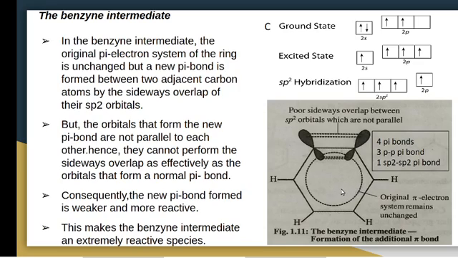So in the case of benzyne, there is one additional pi bond. How does it form? In the case of benzene, there are 3 pi bonds formed by the sideways overlap of unhybridized p orbitals. So in the case of benzyne, there is one additional pi bond in addition to the 3 pi bonds.